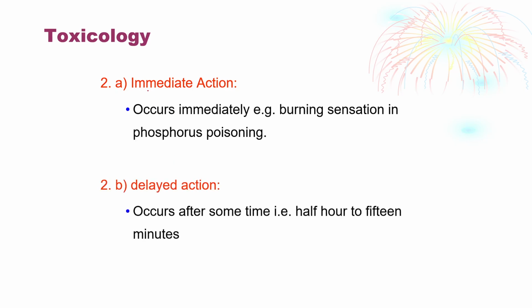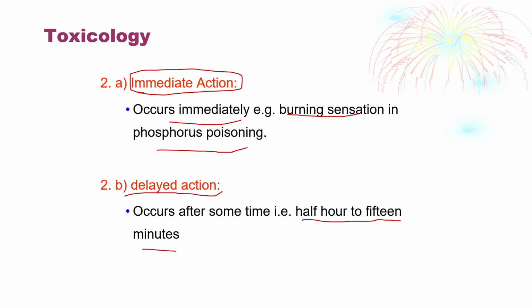According to their action, it might work very fast, like immediate action. Burning sensation of the phosphorus poisoning is one of the most immediate actions of the poison, and delayed, it might take some time, like 15 minutes, half an hour and 1 hour. After that, it will start to act. So according to the action, there might be immediate action and delayed action.